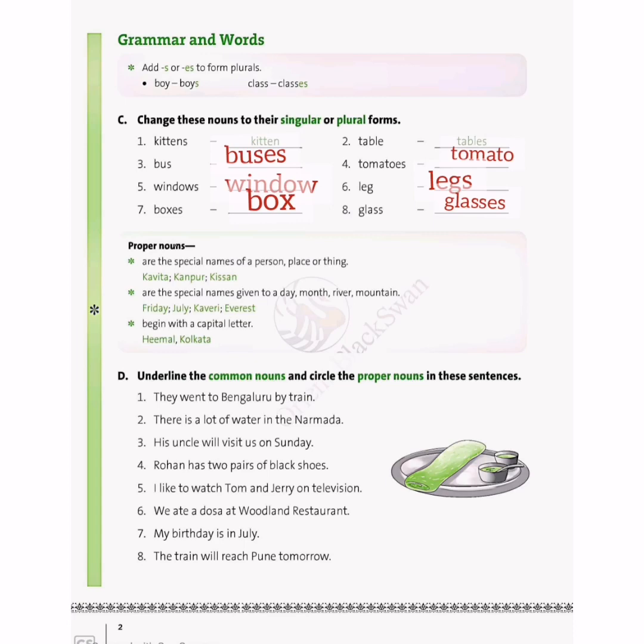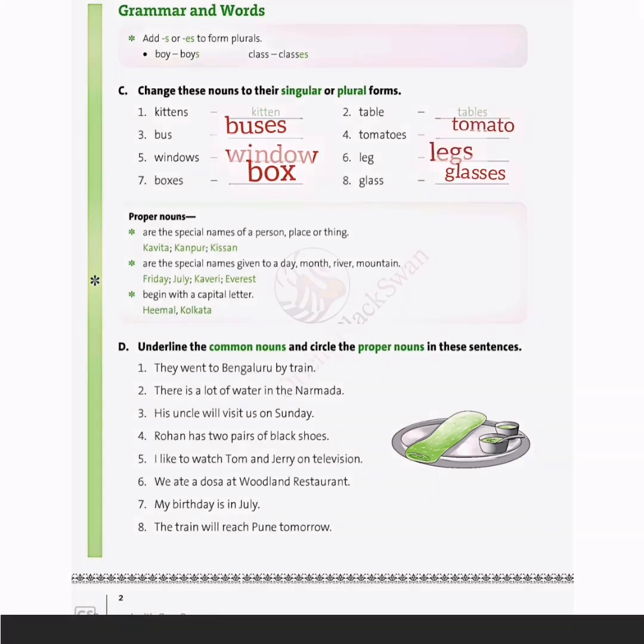Similarly, we will do exercise number D. We have to find out common and proper nouns. We have to underline the common noun and circle the proper noun. Let's begin. The first sentence is, they went to Bangalore by train. Here the special name of a city is Bangalore. So this is a proper noun, and see, it is also beginning with a capital letter. And train is a common noun.